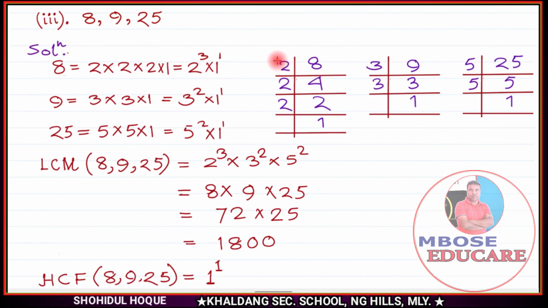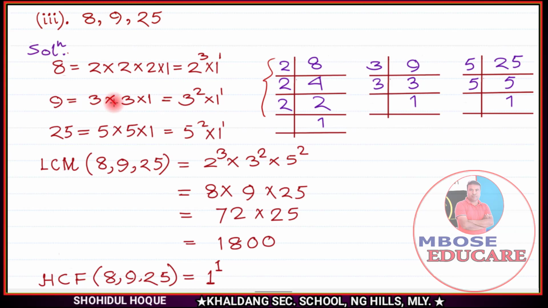So let's write this prime factorization in the product form. 8 is equal to 2 into 2 into 2 into 1. As we know, 1 is not a prime, then also we are writing here as a factor. So we have to write in the power form now. 2 appeared 3 times here. So 2 to the power 3 into 1 to the power 1.